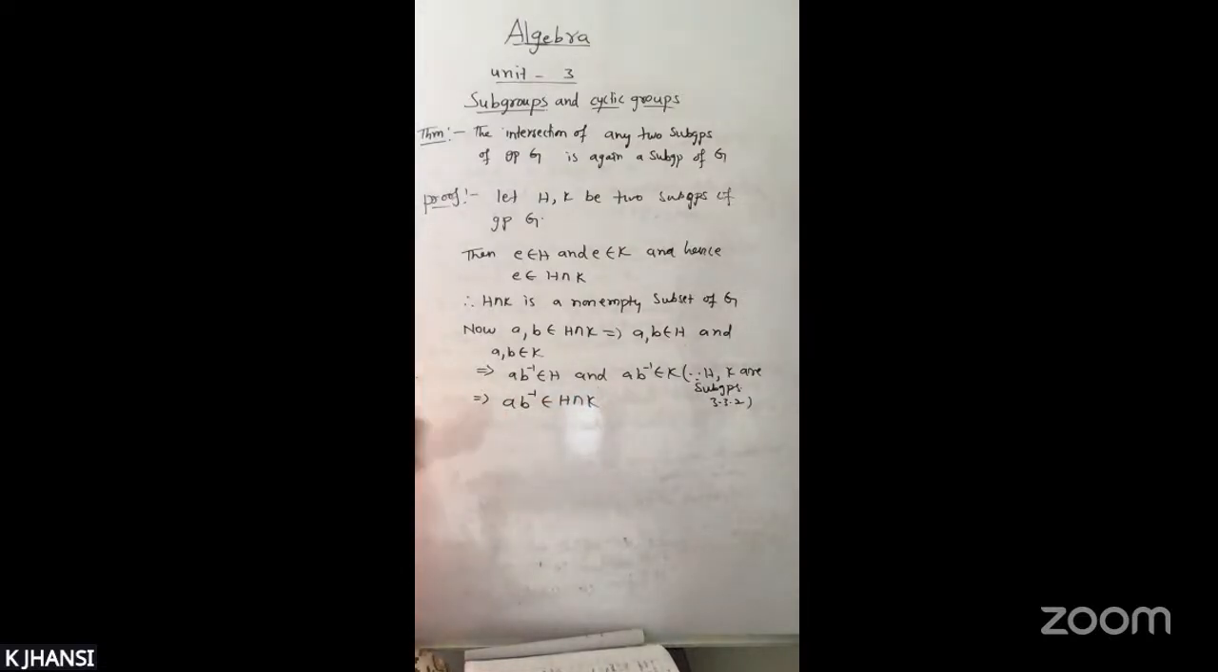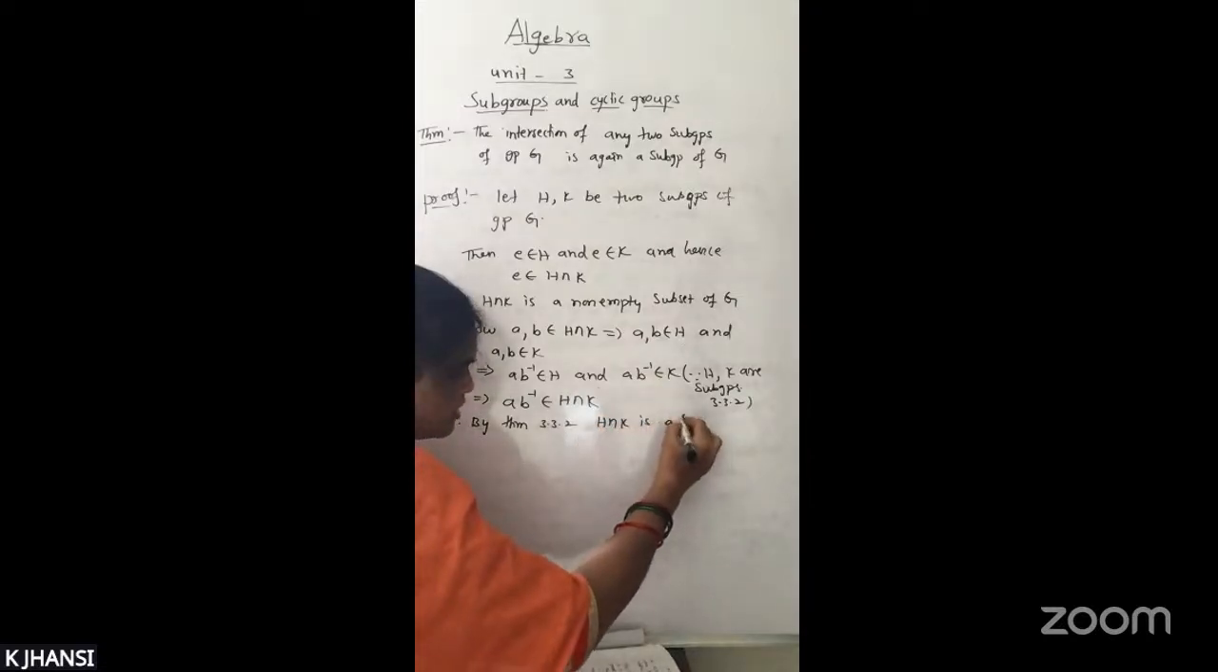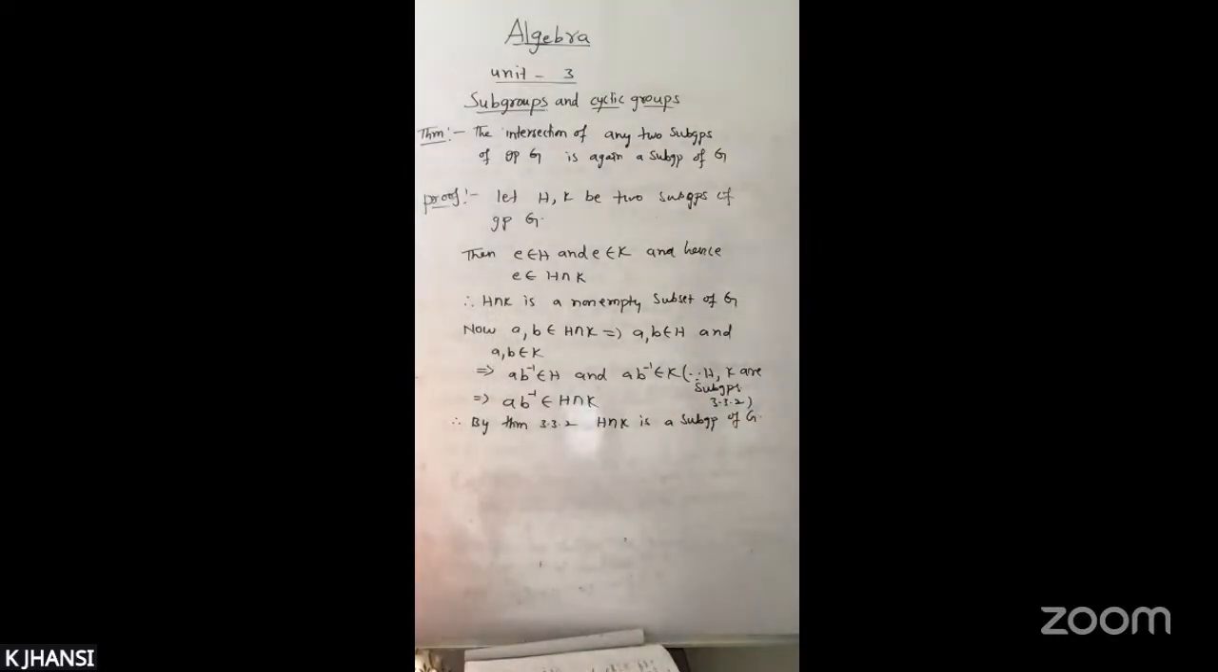So like this, we can prove this theorem: the intersection of any two subgroups of a group G is again a subgroup of G. The intersection of those two subgroups satisfies the definition of a subgroup. So by theorem 3.3.2, H intersection K is a subgroup of G. Like this, the intersection of any two subgroups is again a subgroup. You have to prove this.